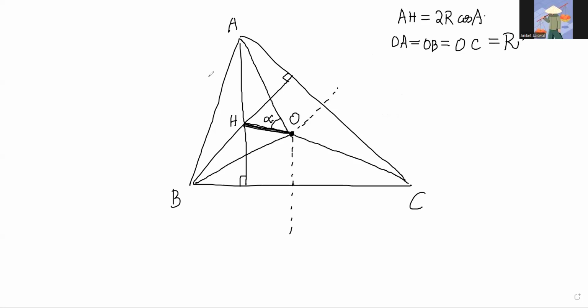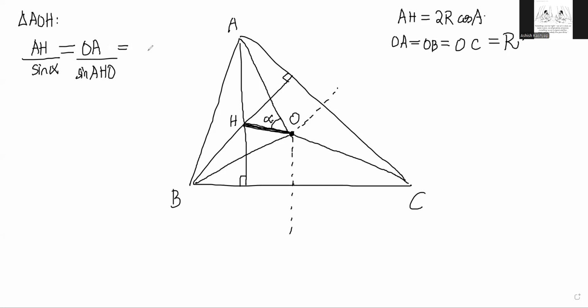So if you look at triangle AOH, I can do the sine rule and I can say AH by sine alpha is equal to OA by sine AHO and is equal to OH by sine OAH, right?